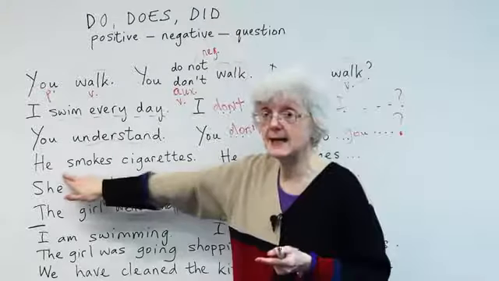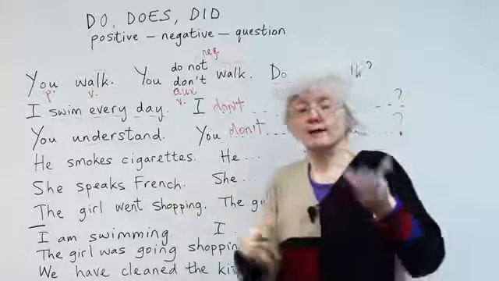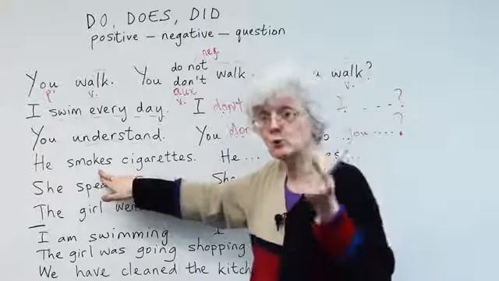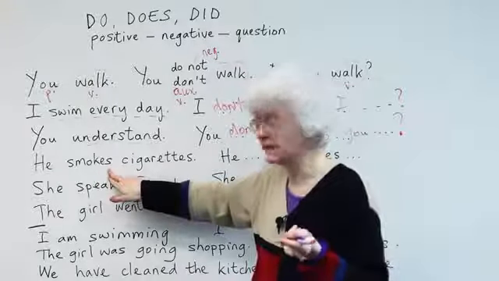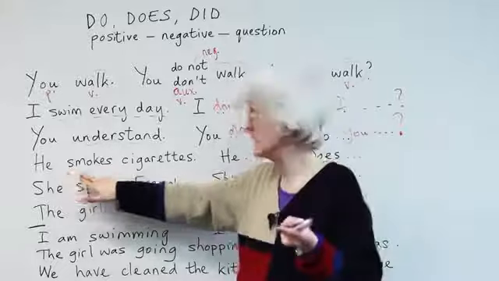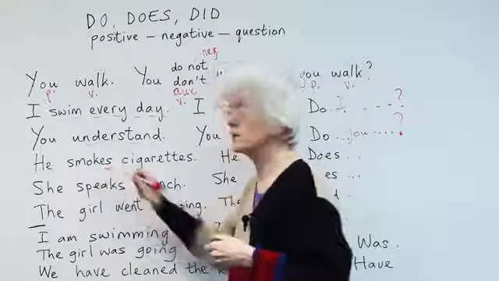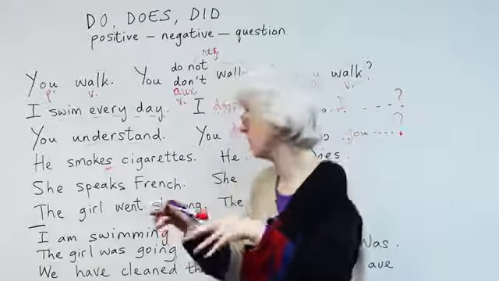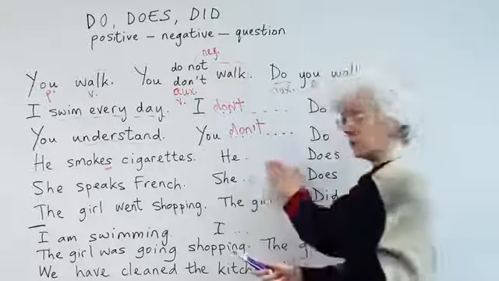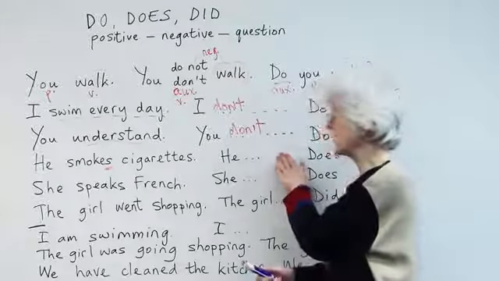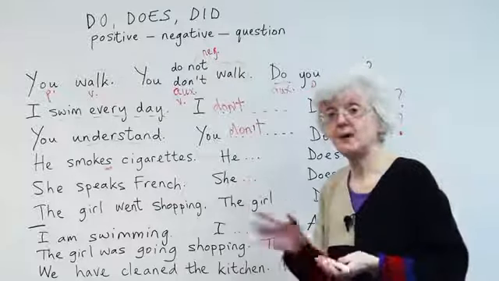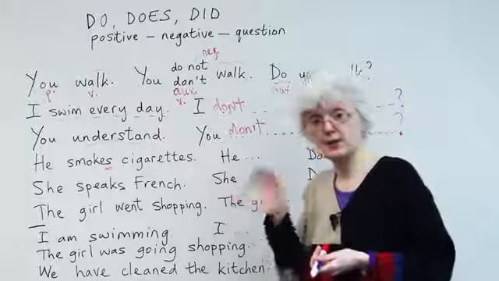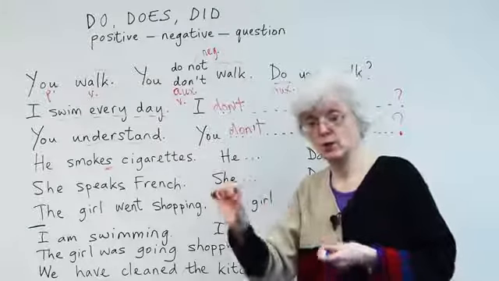Because we're talking about he, we have to change the verb. If it was, for example, I smoke, you smoke, we don't have the S on the end. But because we've got he smokes, this is where we put the S on the end of the verb. He, she, it smokes. So that affects what happens here. Okay. And instead of don't, we have to use doesn't or does not.